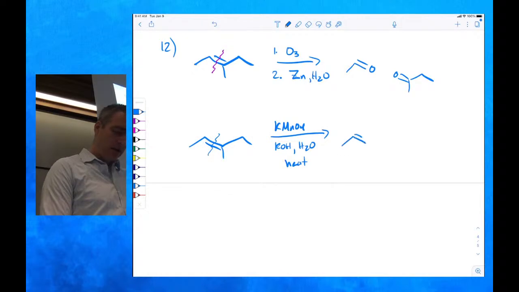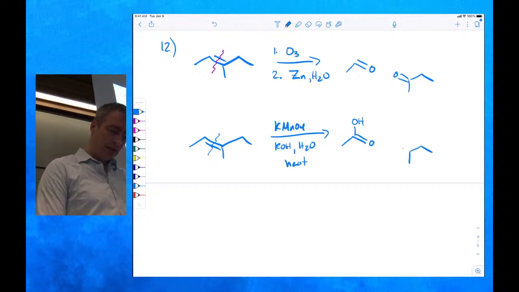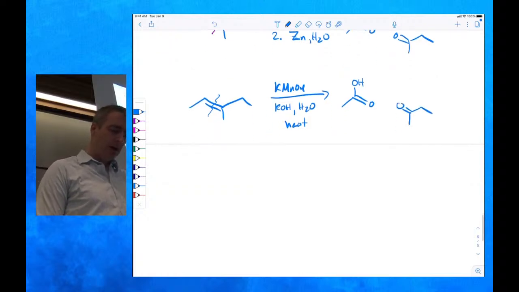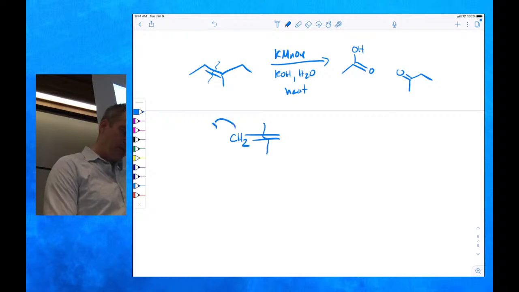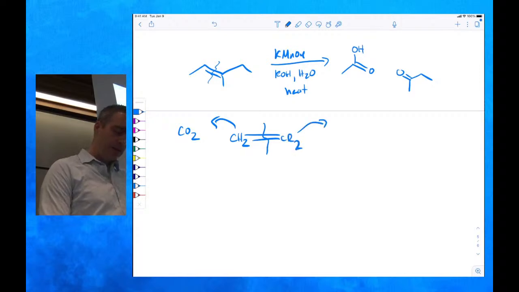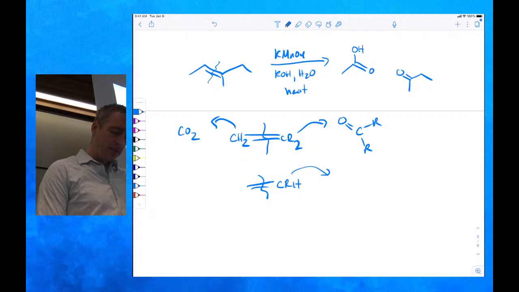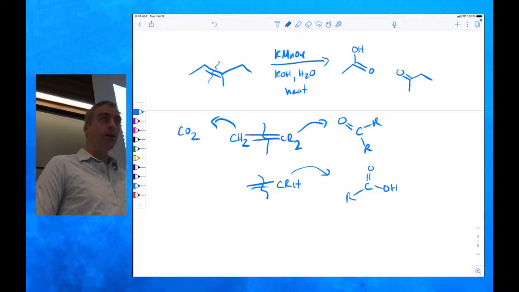The left side, though, becomes a carboxylic acid, and the right side becomes a ketone. The way that reaction works is if you have a CH2 on one side, that becomes CO2. If you have CR2, that becomes a ketone, C=O. And if you have a CRH, that becomes a carboxylic acid. So all kinds of different products you get with that one.